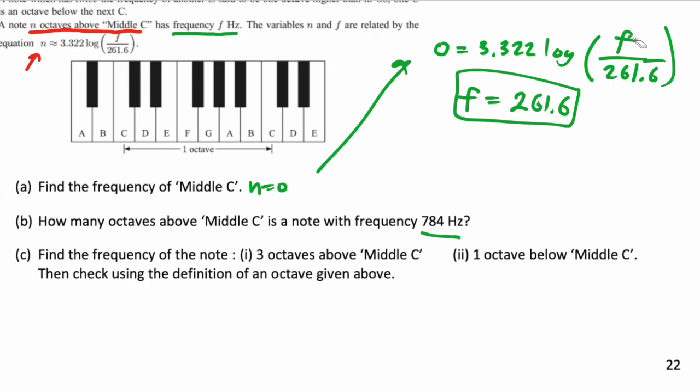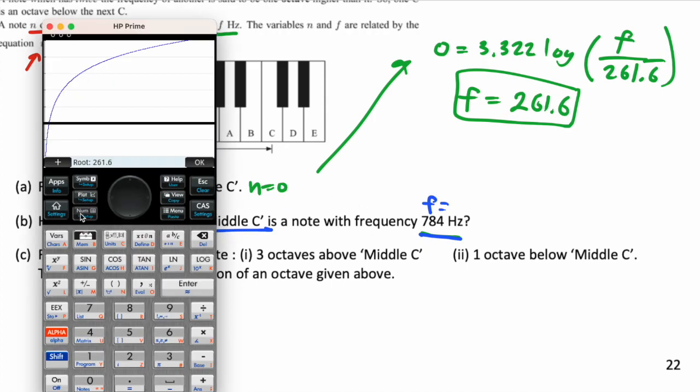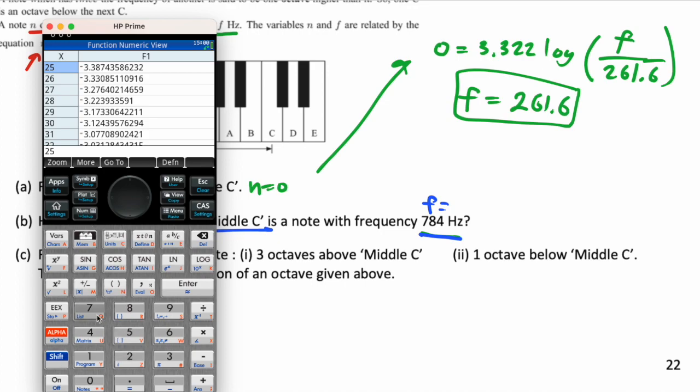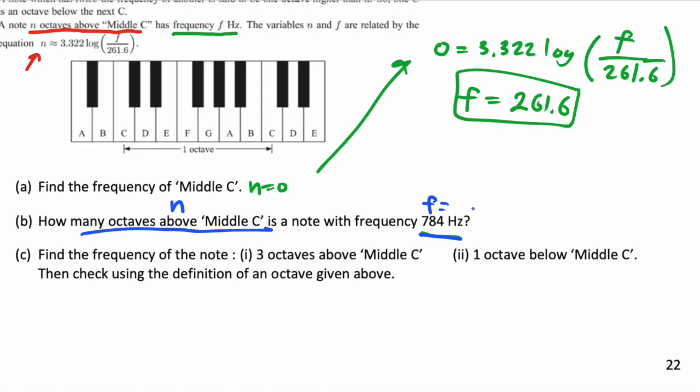That makes sense because if you have this, you get log of 1, and log of 1 is 0. So let's go back to this one here. We want, basically we want n when f equals this. So we can go to num. You can actually type in 784, and it gives us the answer is 1.58.